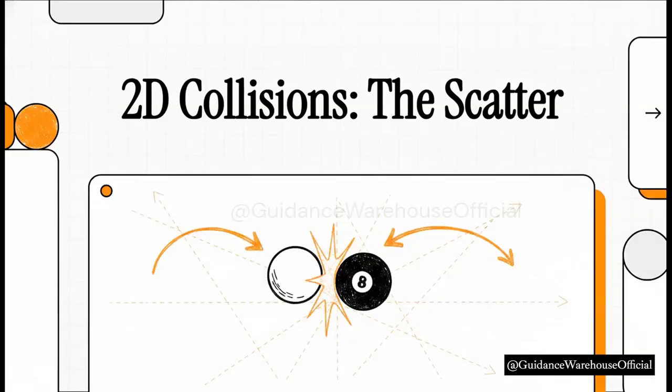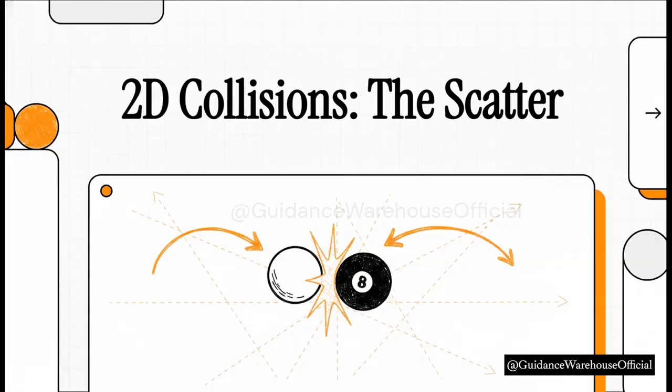You line up the perfect shot on a pool table, strike the cue ball dead center into a stationary 8-ball, and bam! They don't just roll forward in a straight line, do they? No, they scatter completely across the felt in totally different directions. But how can we actually predict exactly where they're going to go?